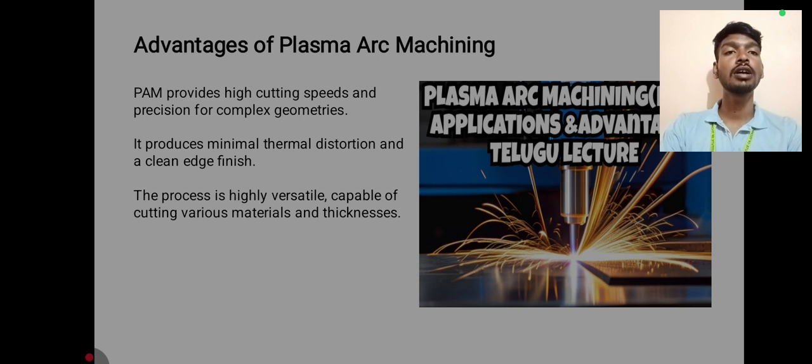Advantages of plasma arc machining. Plasma arc machining provides high cutting speeds and precision for complex geometries. It produces minimal thermal distortion and a clean edge finish. The process is highly versatile, capable of cutting various materials and thicknesses.